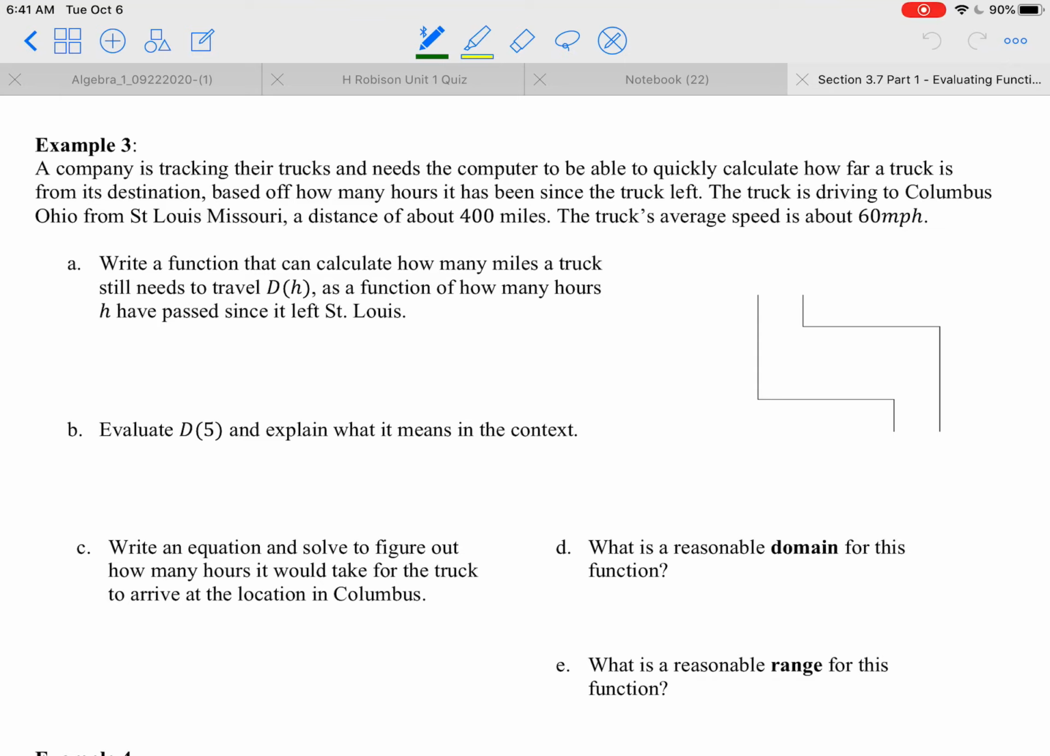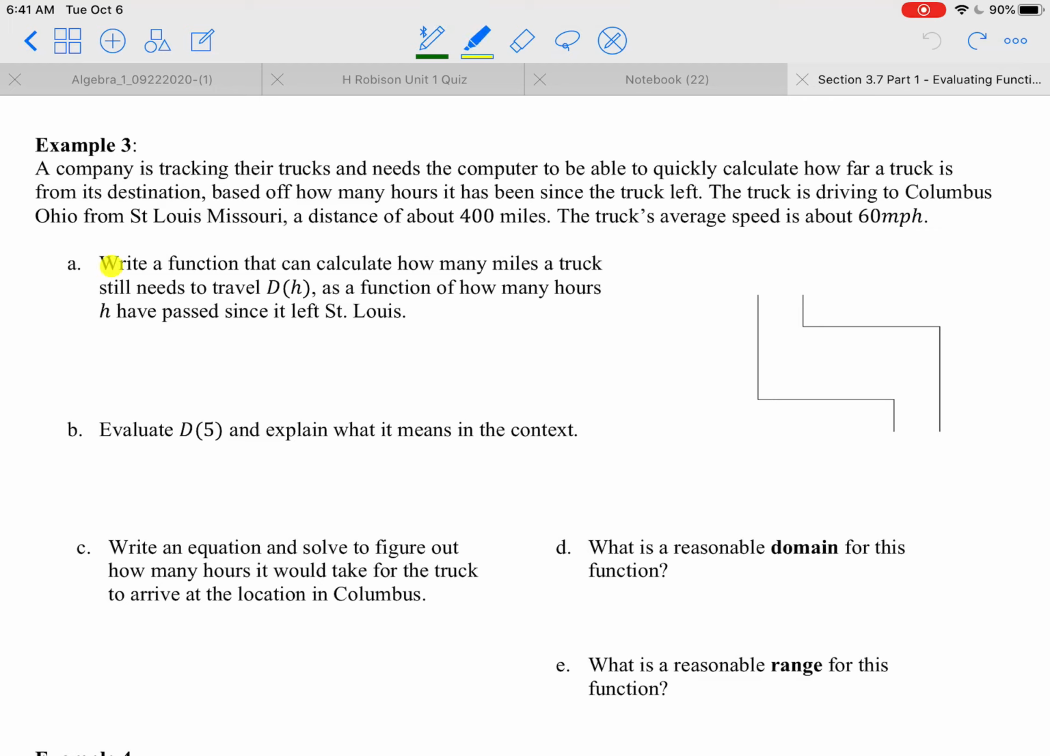Example 3, a company is tracking their trucks and needs the computer to be able to quickly calculate how far a truck is from its destination based off how many hours it's been since the truck left. The truck is driving to Columbus, Ohio from St. Louis, Missouri, a distance of about 400 miles. The truck's average speed is about 60 miles per hour.